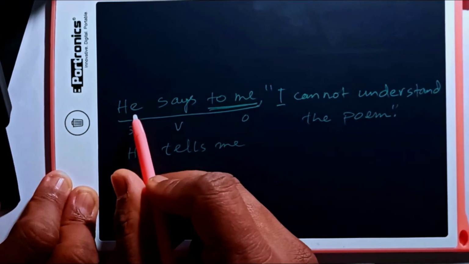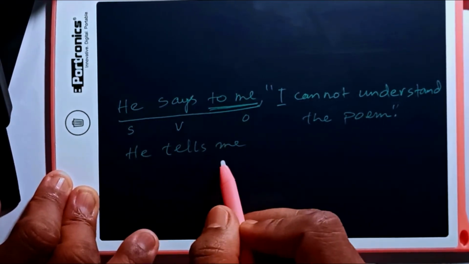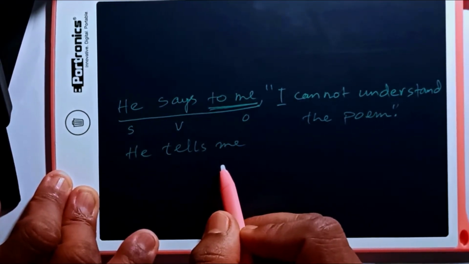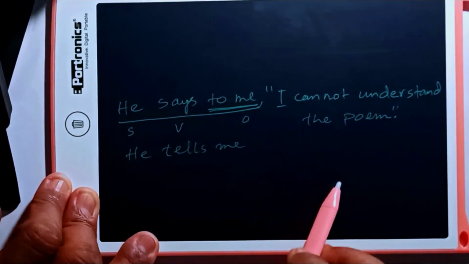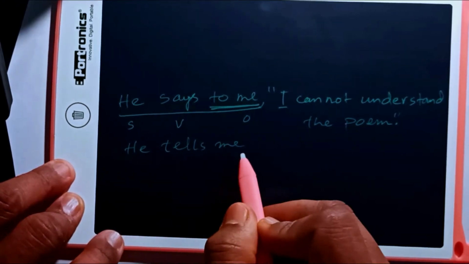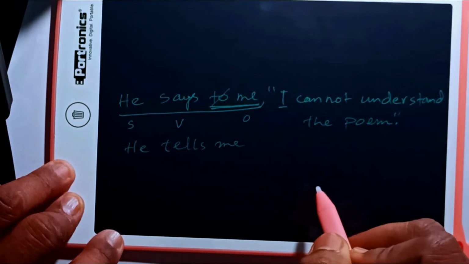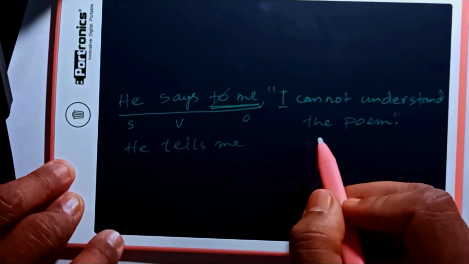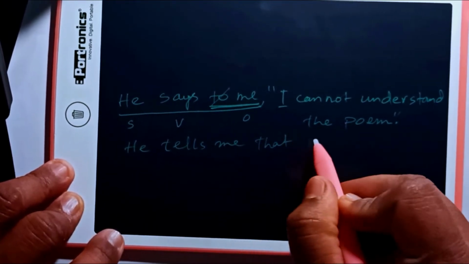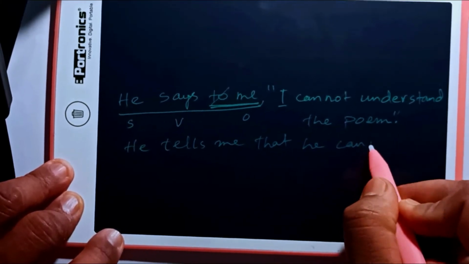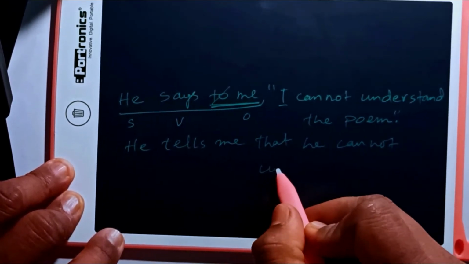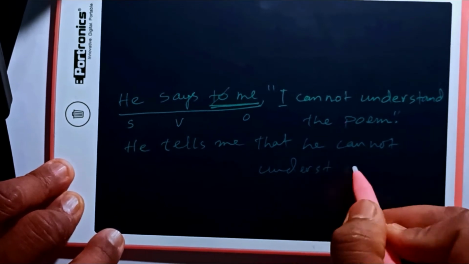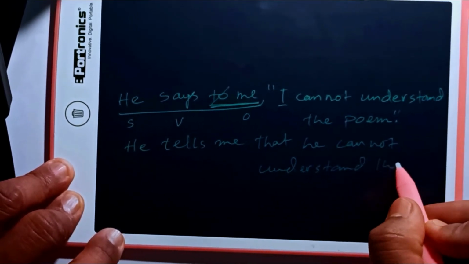When you try to keep it like he says to me here also, then it doesn't become good English. Okay, when we change, it becomes he tells me. To will simply go away from here. So he tells me that he cannot understand the poem.